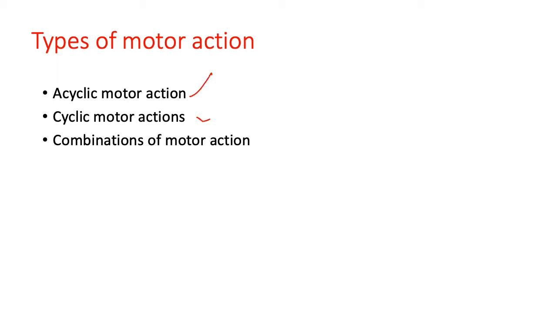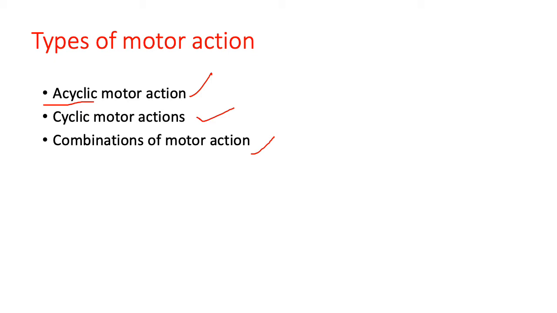Acyclic, cyclic, and the combination. By the names it is very clear. Acyclic means the movement that doesn't repeat. There are no cycles involved. Once you do it, that's it. That is an acyclic motor action. You slap somebody, I'm just giving the example, I'll explain in detail. You slap somebody, done. So that is acyclic.